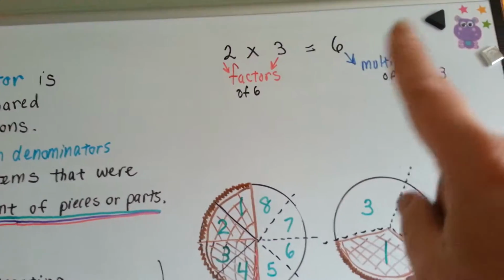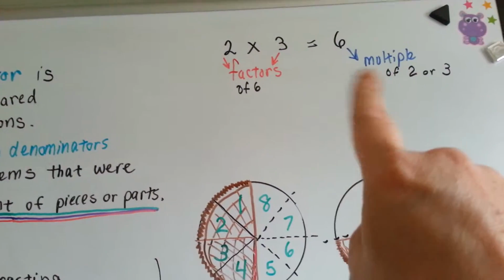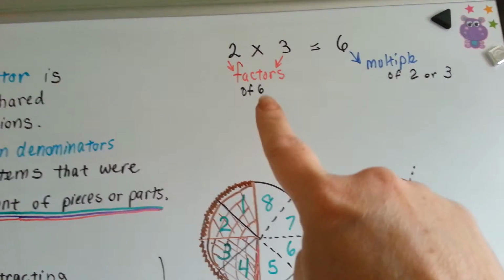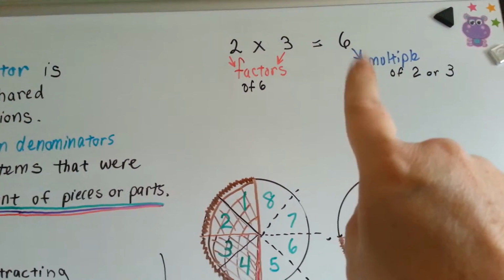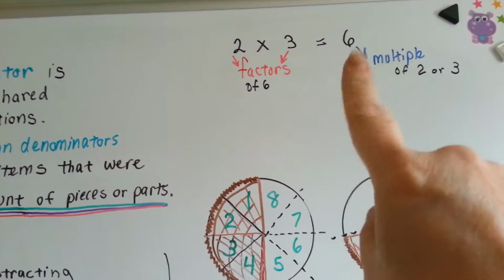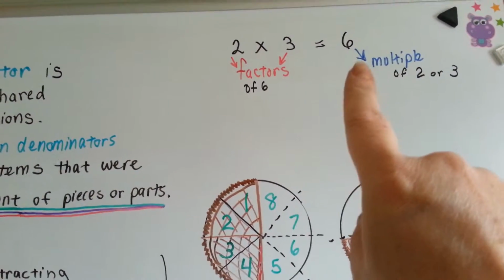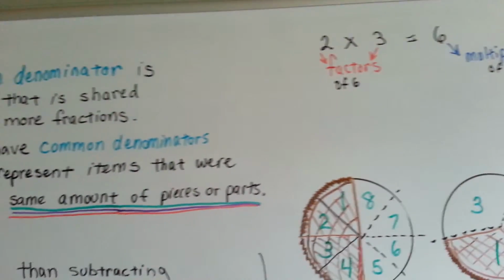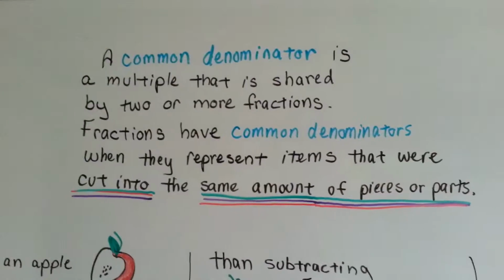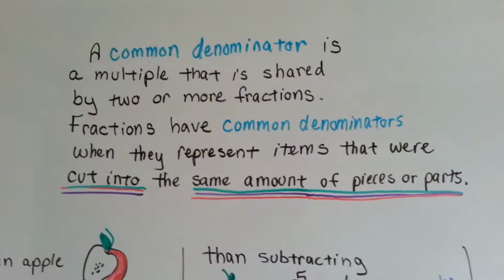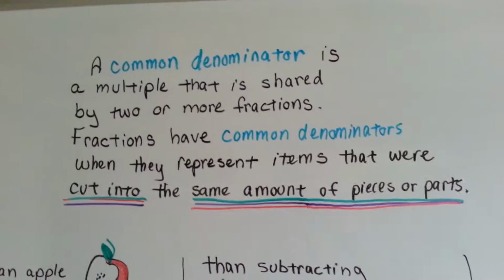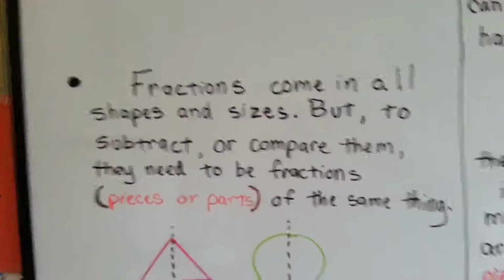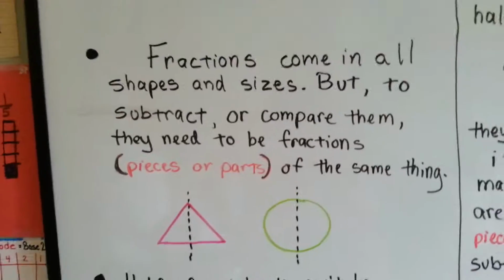So, remember that a multiple is like the answer in a multiplication problem? Those are the factors, but the multiple is many sixes, okay? 6, 12, 18. It's the answer there. So, the common denominator is a multiple that is shared by two or more fractions, okay? All right, so this is going to be like the one we did before for addition, but stay with me.